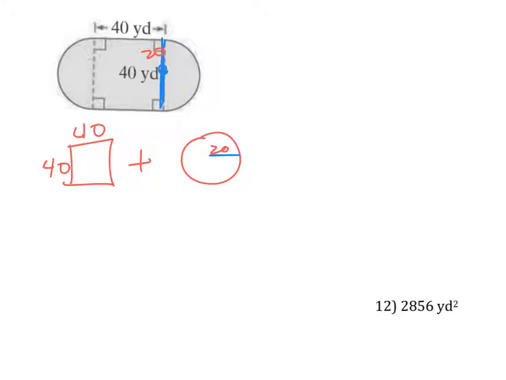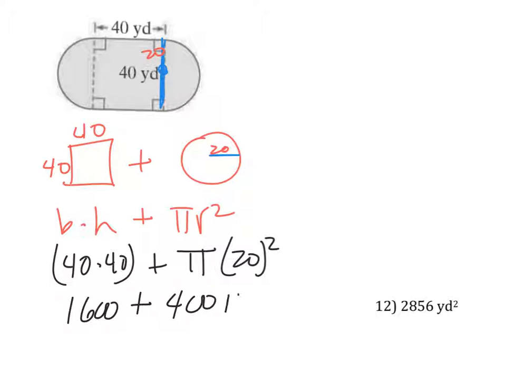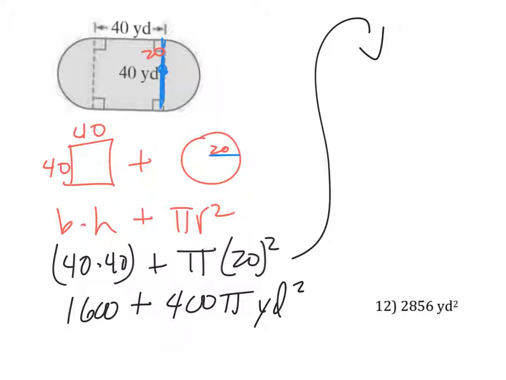And again, so the square is base times height, or side times side if you look at it, and circle is pi r squared. So we have that 40 times 40 plus pi times 20 squared. So the 40 times 40 again is 1600 plus, and 20 squared, that's 20 times 20, is 400. Don't lose the pi here. Now if I said leave in terms of pi, you'd stop here and label it yards squared. But I didn't, so we continue. We're going to use 3.14 for pi.